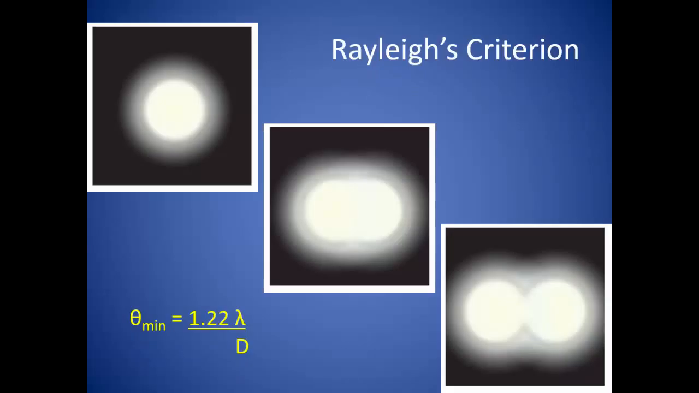Really, this just says that there's a minimum angular width that must separate two objects before you can distinguish them as two separate objects. And this minimum angle is 1.22 times the wavelength of the light divided by the width of the opening. This means that in order to see things that are smaller, you can either use a larger opening or light that has a smaller wavelength.